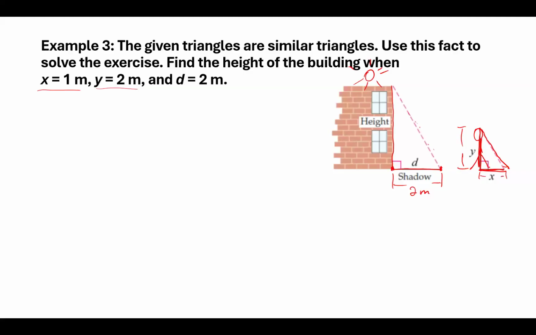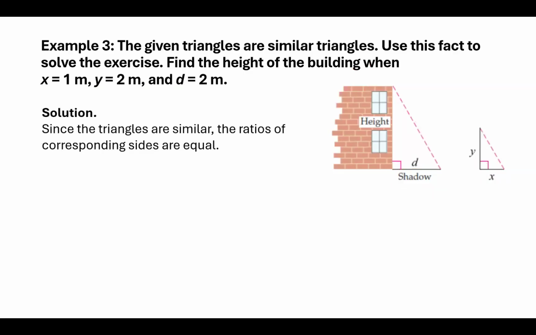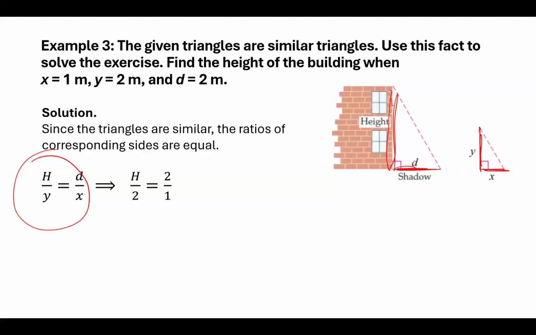And since they're similar, the ratios of the corresponding sides are equal. So if you divide the height of the larger one over the height of the smaller one, that equals the base of the larger one divided by the base of the smaller one, which is this part of the formula.